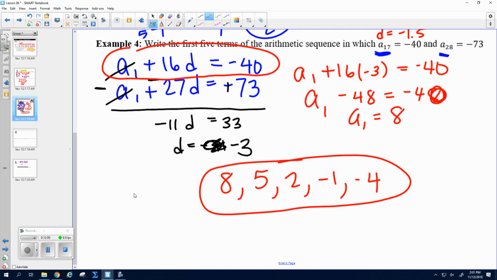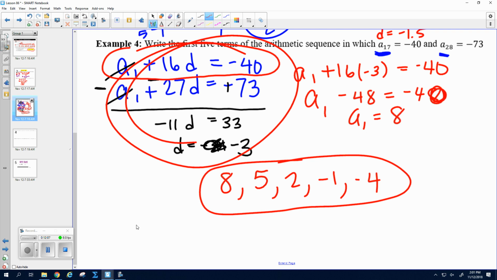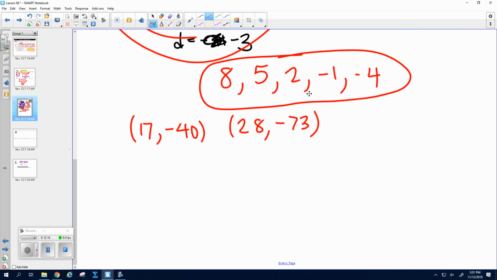Okay, anybody know a faster way to find the slope? Well, instead of doing this, you can just say the 17th term is negative 40 and the 28th term is negative 73. So why don't I just do the y minus the y over 28 minus 17, and you're going to get negative 3. It saves some time, and it makes more sense. Yeah, it's a little easier.